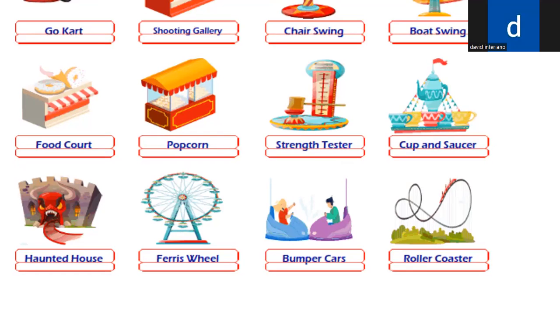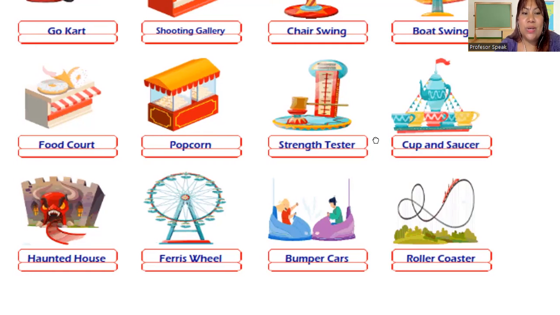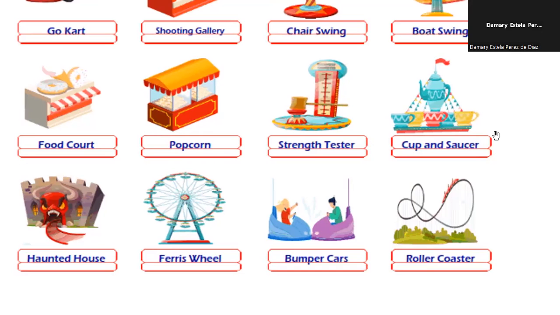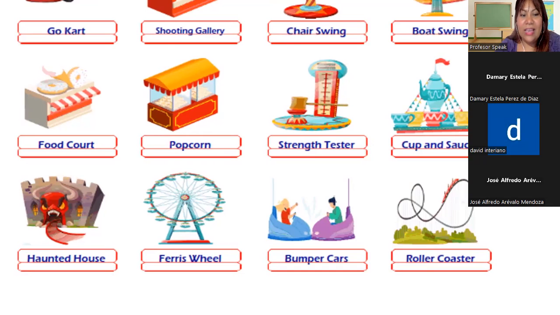Okay, we had the cup and saucer. Cup and saucer is the, como el, what is the name in Spanish? Carrusel de taza. Okay, that's right. Cups and saucer. Everybody repeat. Cup and saucer.